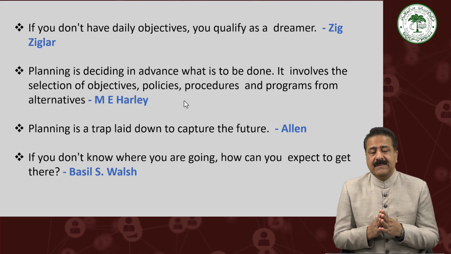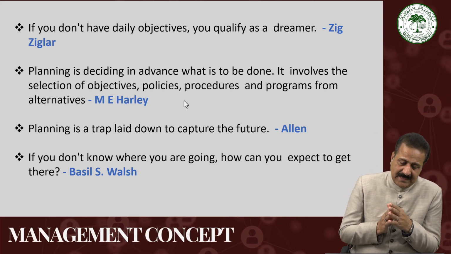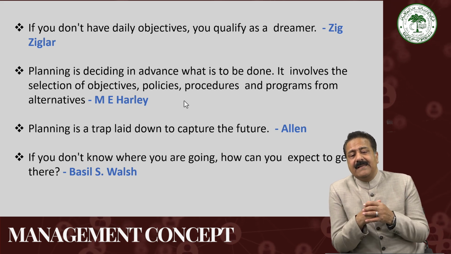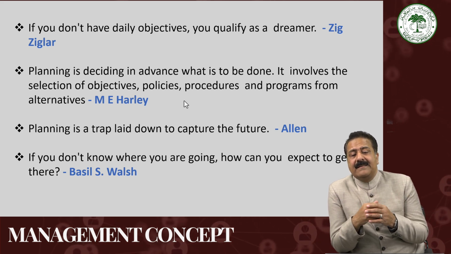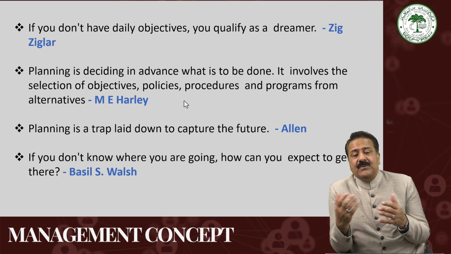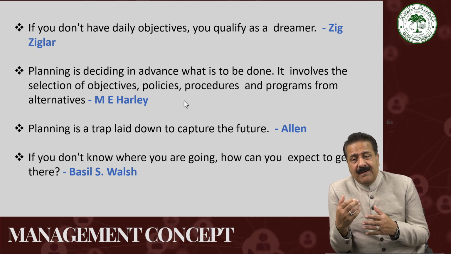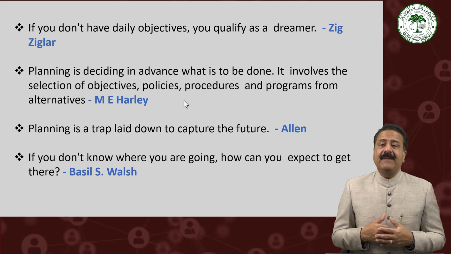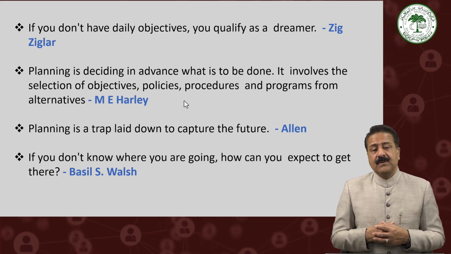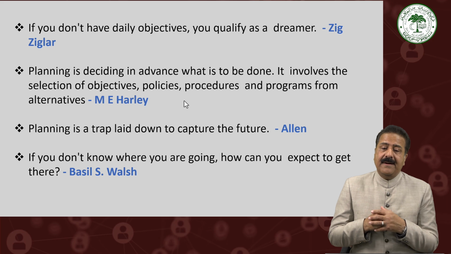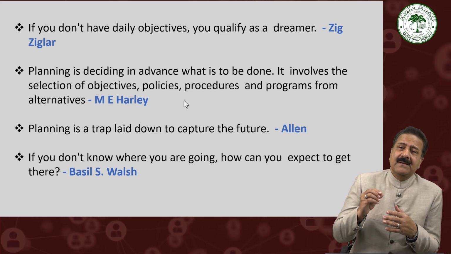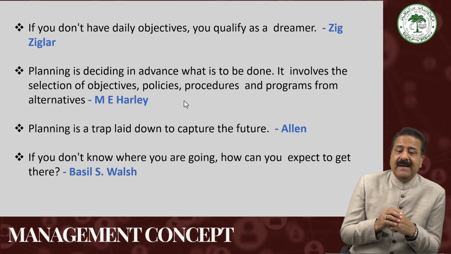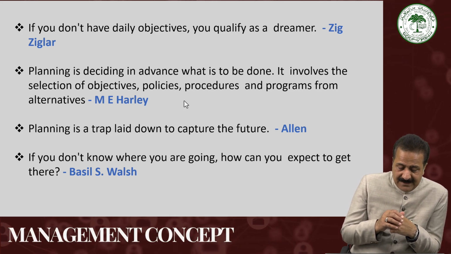Students, Allen is another name. Allen says simply that planning is a trap laid down to capture the future. In fact, what he has nicely pointed out is that the future is unforeseen, but we make some predictions, and invariably it happens that the predictions come true. So, students, planning is a trap laid down to capture the future is a very specific definition of planning given by Allen.